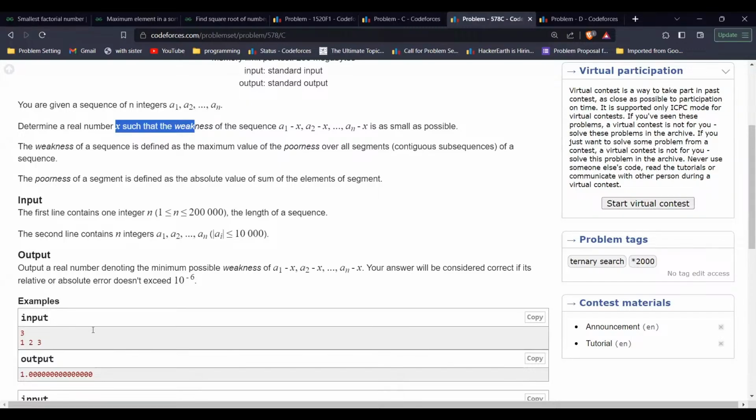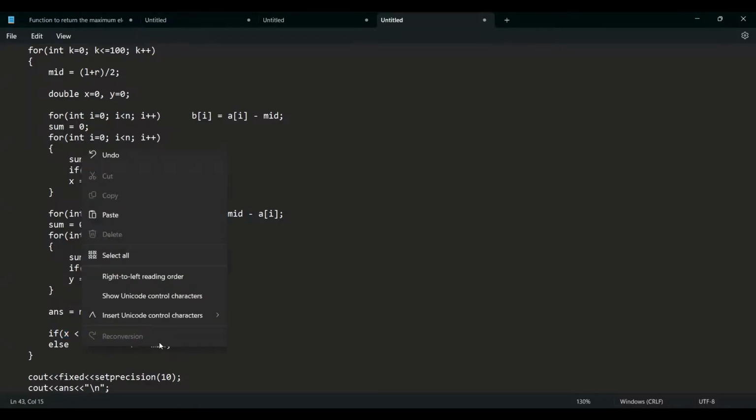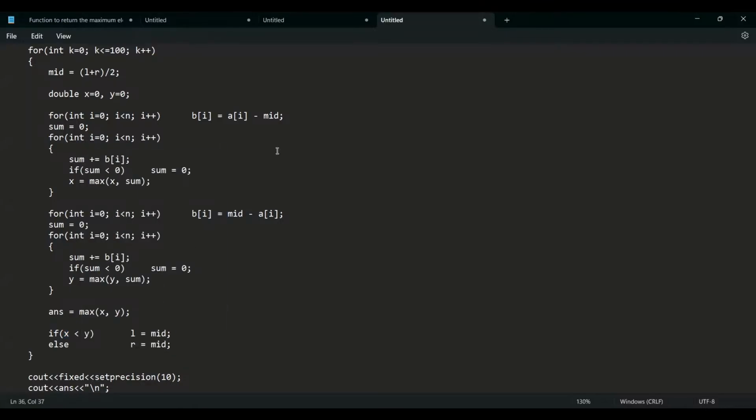So if x is more than y, I'll change my left to this part. I'll bring my low to this mid. Otherwise, if y is more than x, bring my r to mid. Instead, I could have shown you using mid 1 and mid 2 also, but this is also the same thing.